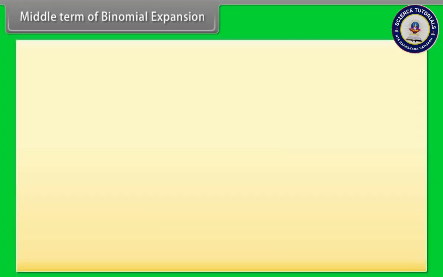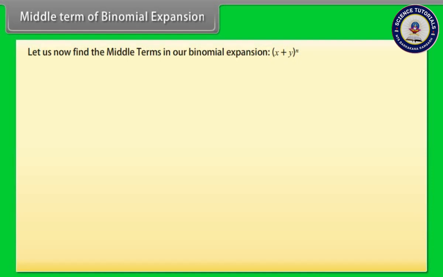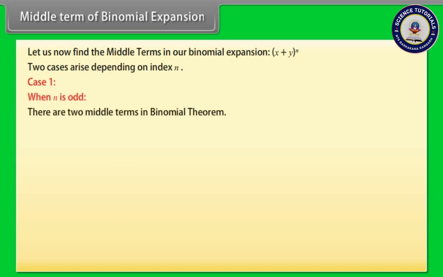Middle term of binomial expansion. Let us now find the middle terms in the binomial expansion (x + y) raised to power n. Two cases arise depending on index n. Case 1. When n is odd. There are two middle terms in the binomial theorem: the (n+1)/2 th term and the ((n+1)/2 + 1)th term.